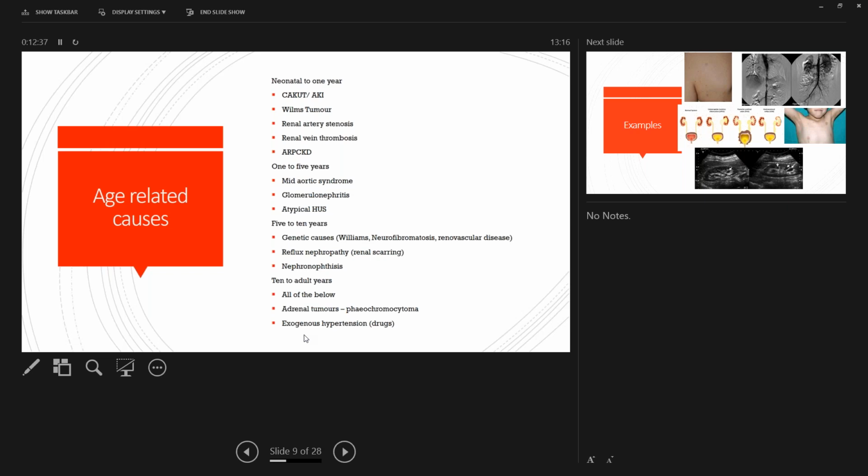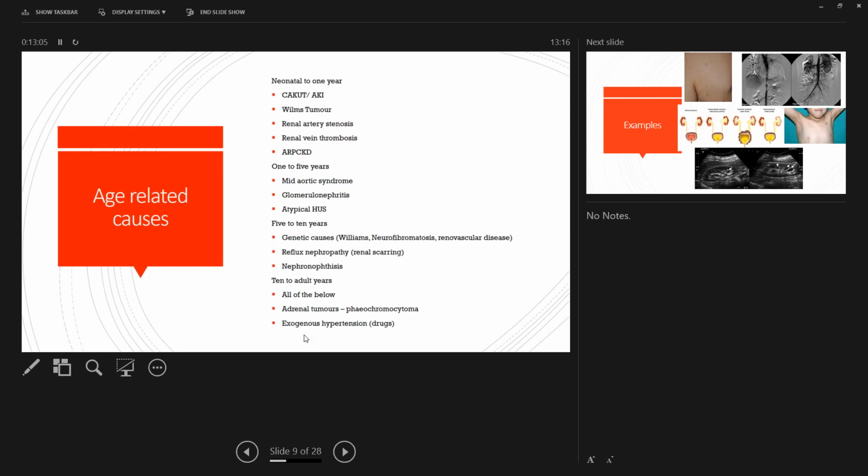Age 1 to 5 years, you may see mid-aortic syndrome. You may see glomerulonephritis, particularly post-infectious. You may see atypical HUS and normal HUS. And then 5 to 10 years, you may see some genetic causes, things like Williams syndrome, where they could have a structural abnormality or a vascular influence.